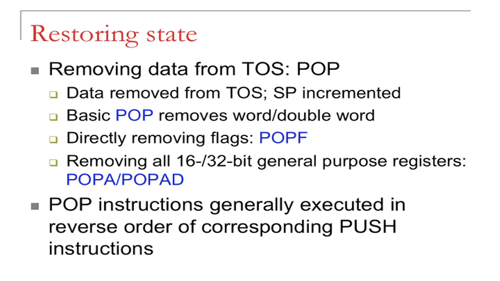On the opposite, we can restore value or restore state by removing data from top of stack. And the instruction we use is pop. Data will be removed from TOS and SP will be incremented. So we can later have a pop AX. So the value on top of stack, 1, 2, 3, 4, will be retrieved and copied into this AX. And then we're going to increment the SP by 2.